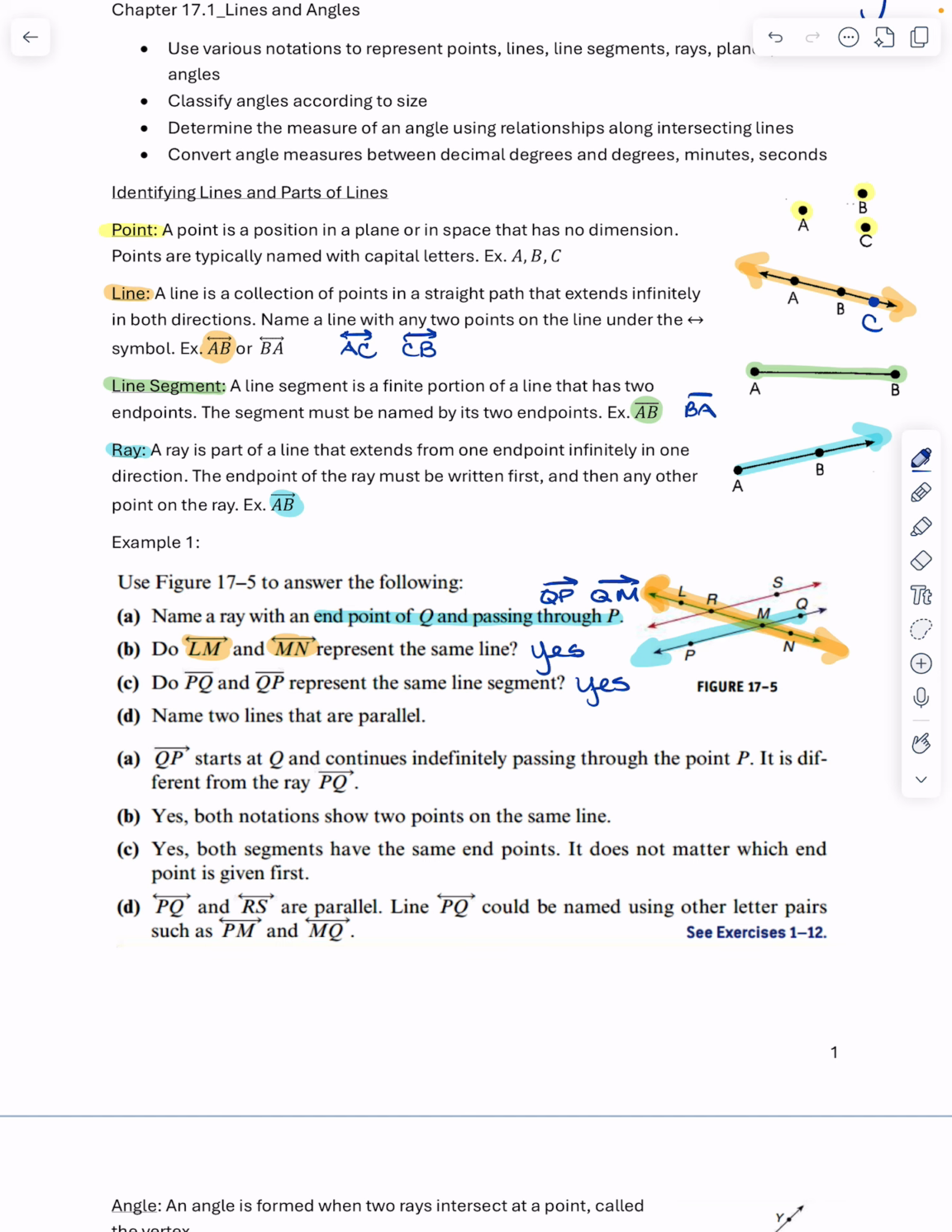Two lines that are parallel never cross. And so here, even though they're not marked as parallel, these are the two that don't cross, RS and PQ. Or PM or MQ.